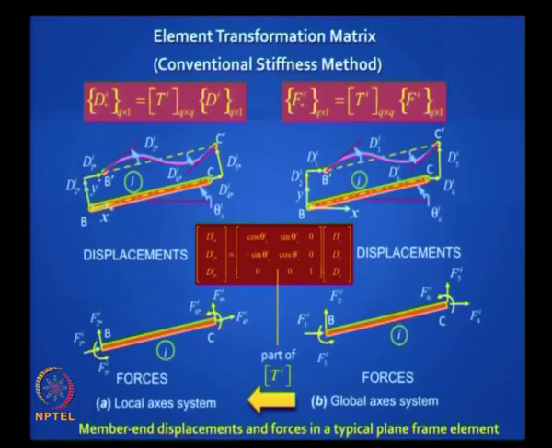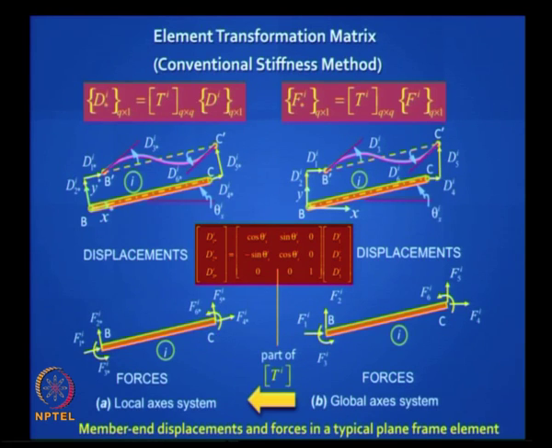Any pending doubts? You will get the hang of it soon. This is quite straightforward. Have you got it? So this is your A matrix and it is easy to establish. Now take a look at these relationships. This is exactly the relationship we wrote there. This is the fundamental transformation matrix used in the conventional stiffness method. It is very easy to remember.